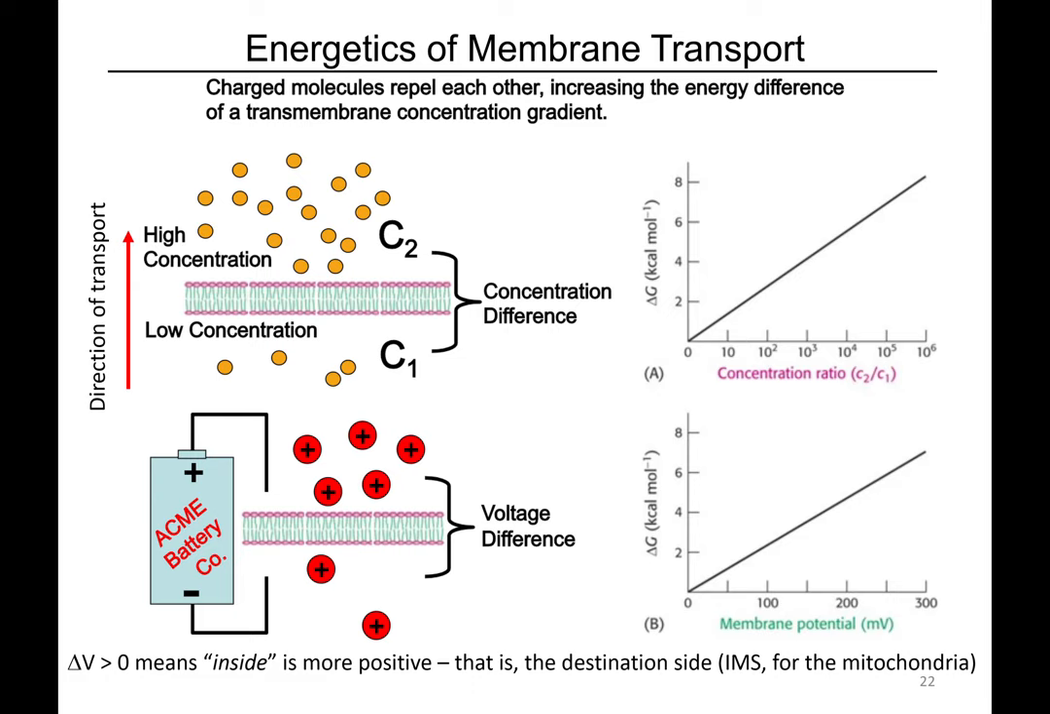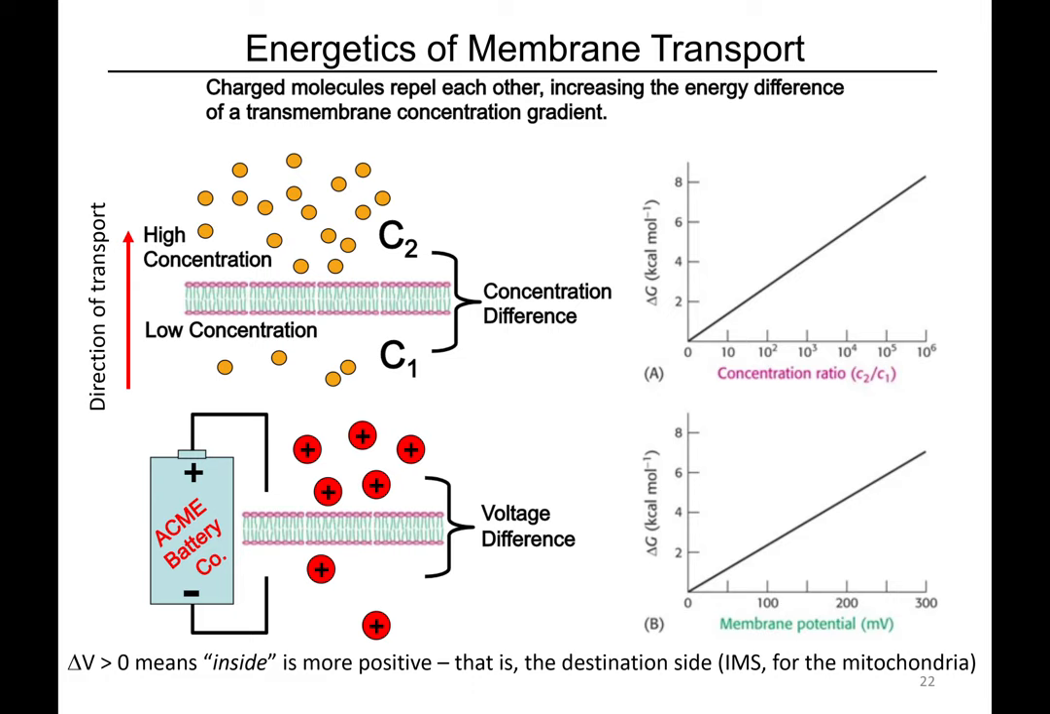The first one is the concentration gradient. Across the inner membrane of the mitochondria, or the thylakoid membrane if you're talking about plants and chloroplasts, or the plasma membrane if you're talking about bacteria. But across this membrane, there's a low concentration of protons on the inside. There's a high concentration of protons on the outside. So it costs energy to move a proton from the inside to the outside. That cost corresponds to a positive delta G.